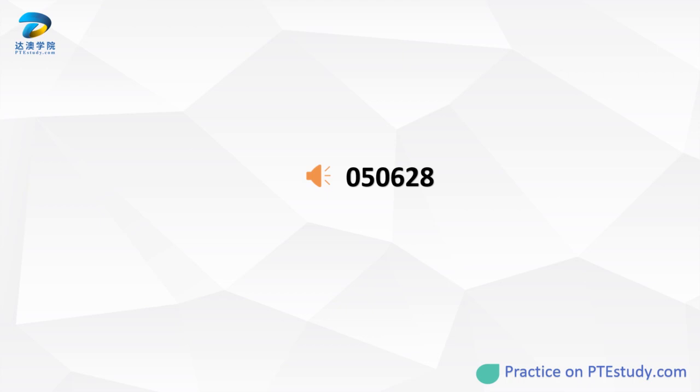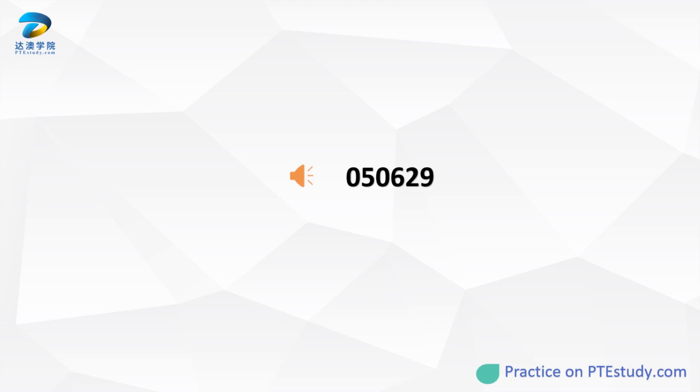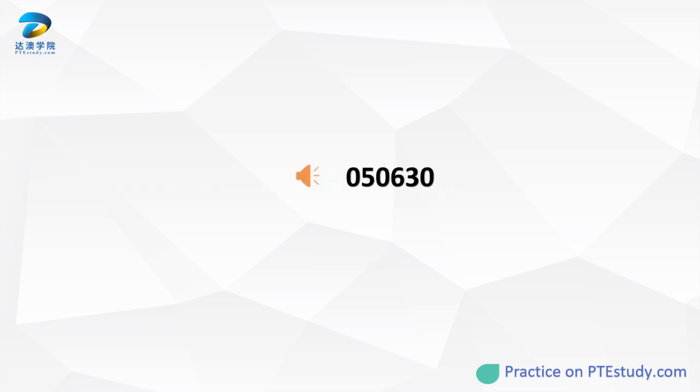What is the hard object in the center of peaches, apples, and pears? What does the chemical symbol H2O stand for? A newspaper is published every day, and a journal is published every month. What do you call the publication that is published 4 times a year?